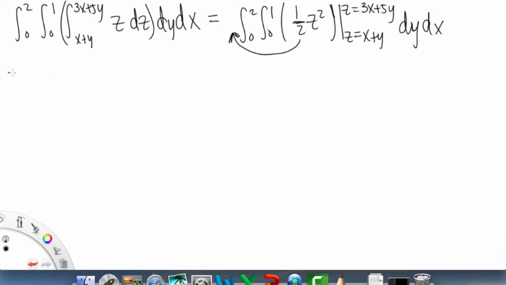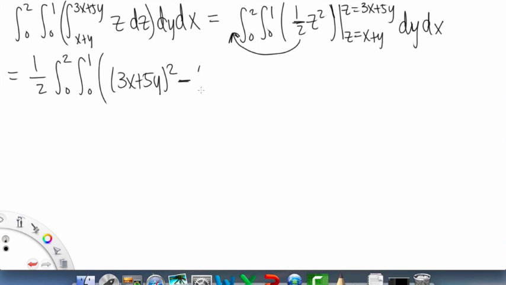Okay, so I'm going to move that in front. So we have 1 over 2, and then the rest. So 0 to 2, 0 to 1, and then we're going to square these guys. So we have 3x plus 5y squared minus x plus y squared. All right? And then we have dy and dx.